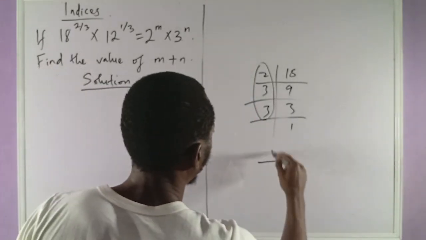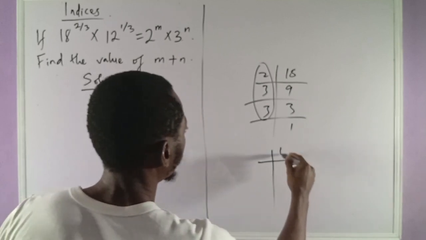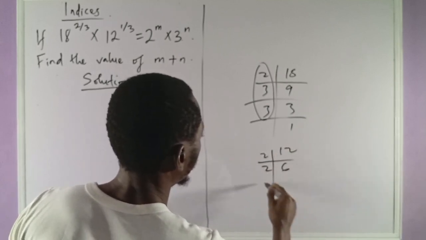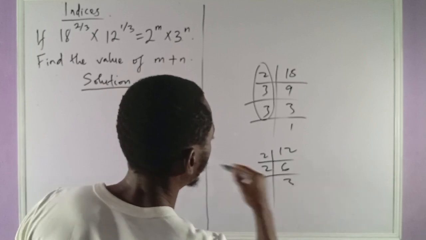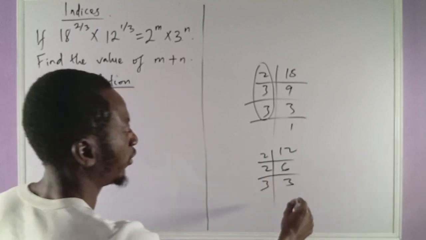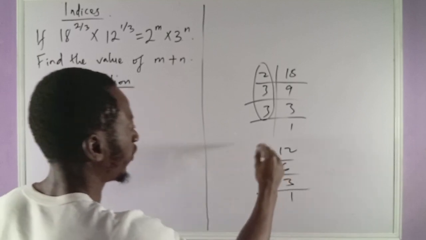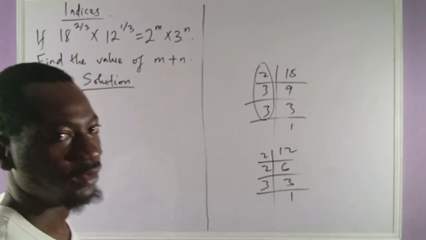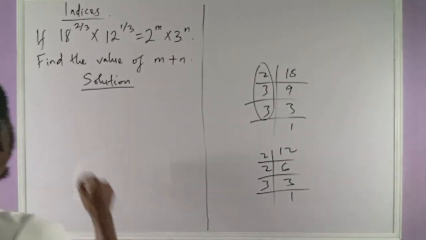And let's do the same thing for 12. 2 in 12, 6. 2 in 6, 3. And 3 in 3, 1. Definitely 12 can be expressed as 2 times 2 times 3. So let's just do that quickly.